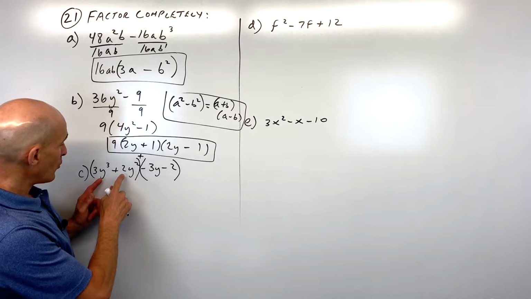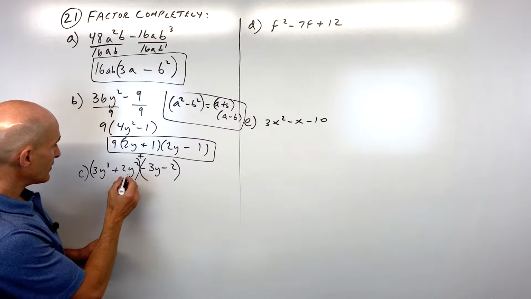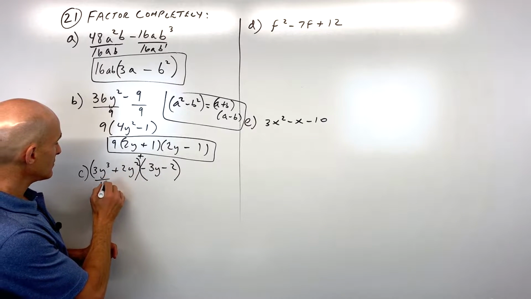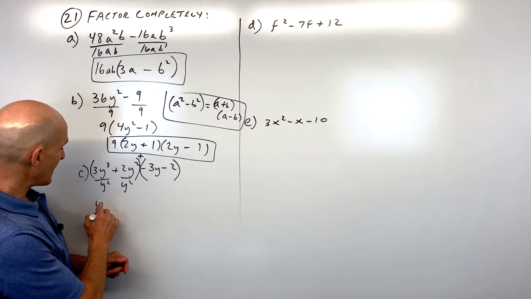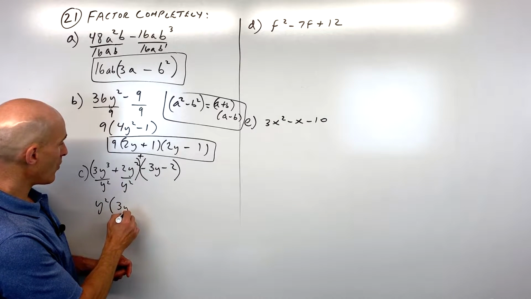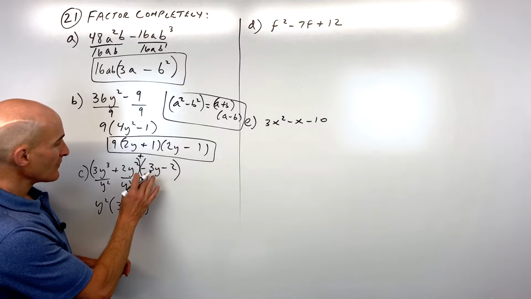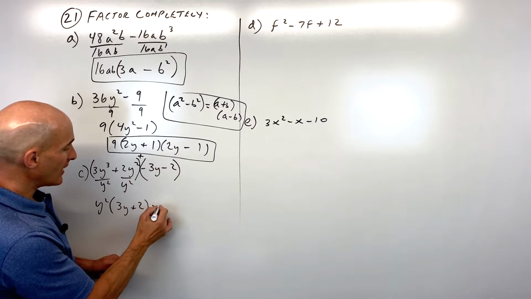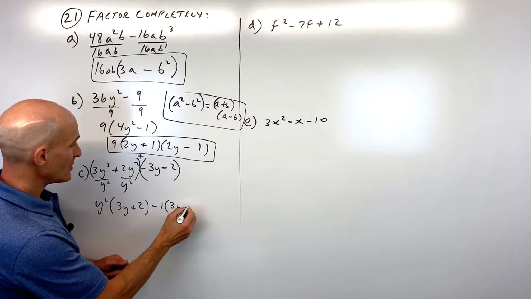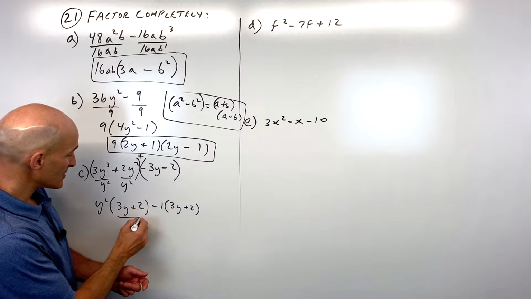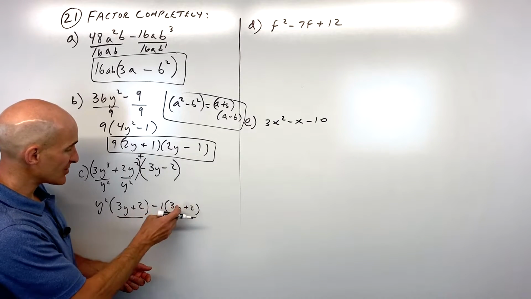So then what you do is you say, well, what can I divide out of both of these? Well, it looks like I can divide out a y squared. So if I divide out that y squared, I have 3y plus 2. Here I can factor out a negative 1. So that's going to give us 3y plus 2. Now notice how what's in parentheses is the exact same, 3y plus 2.